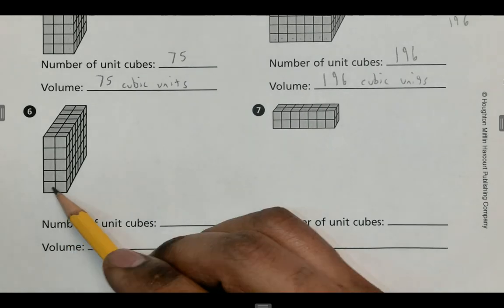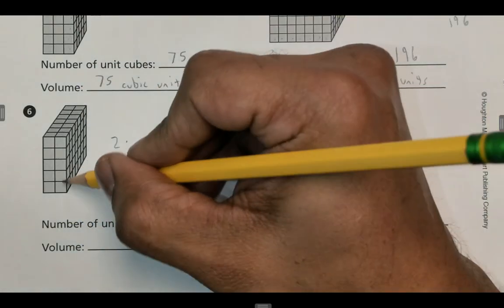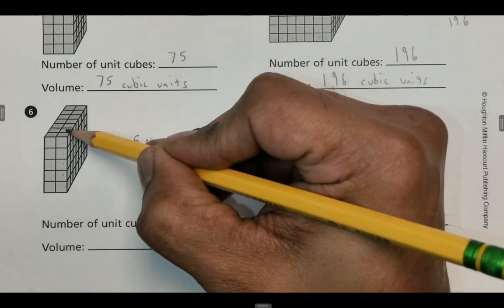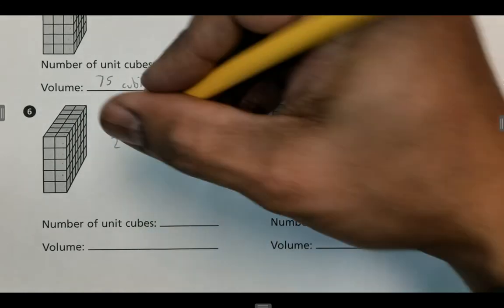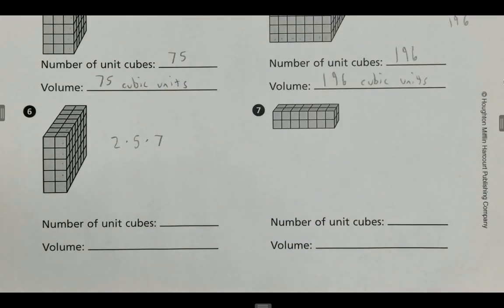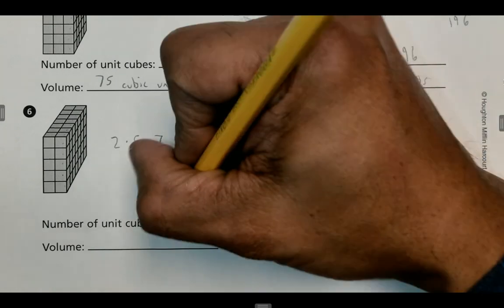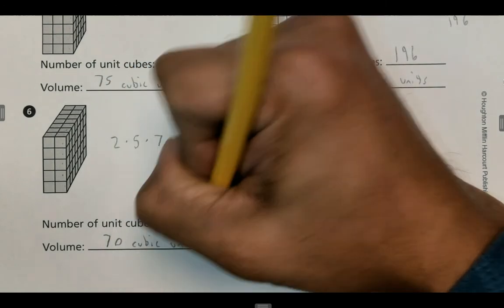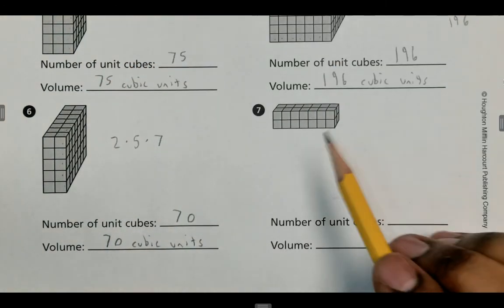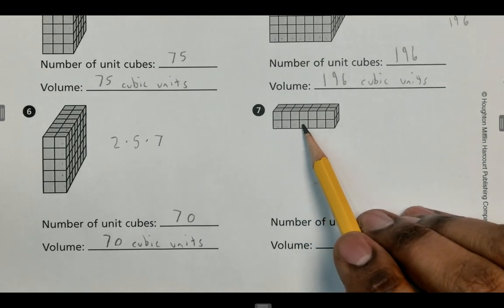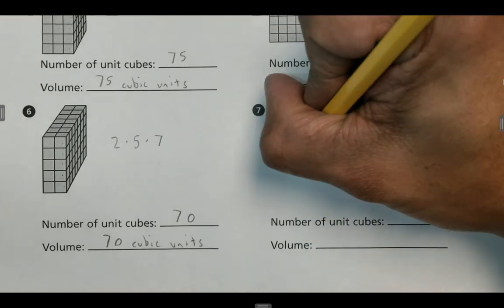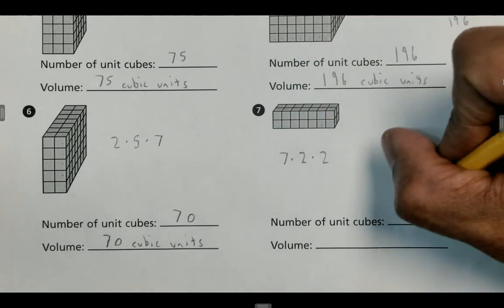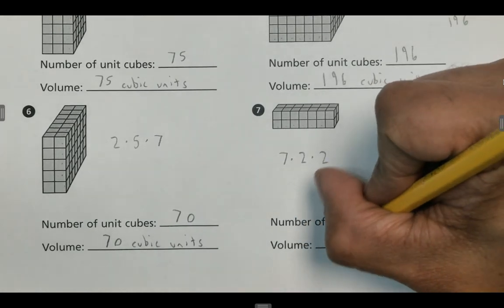Number 6, it's 2 across times 5 high, times how deep is this thing? 7 deep. 2 times 5 is 10. 10 times 7, nice easy calculation for us, 70 cubic units. And number 7, we have a box. It's 7 across, times 2 high, times 2 deep. 7 times 2 is 14. 14 times 2 is 28.